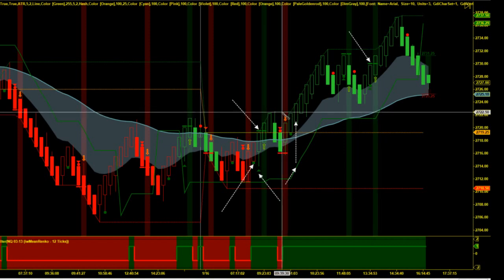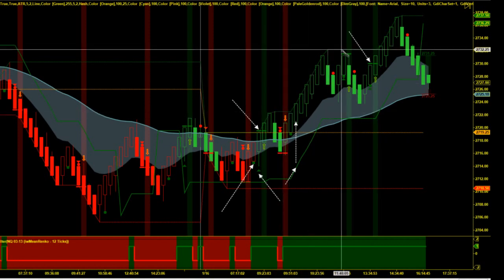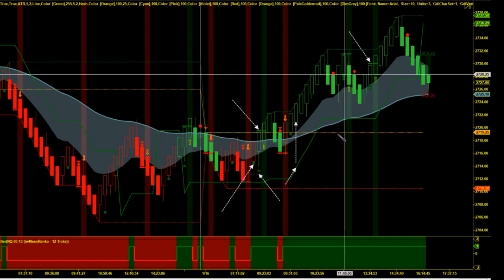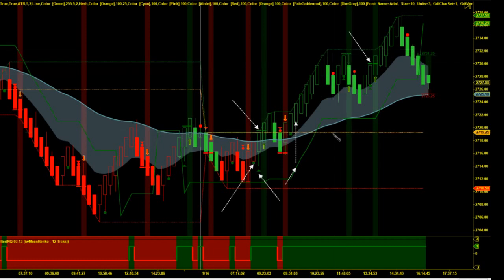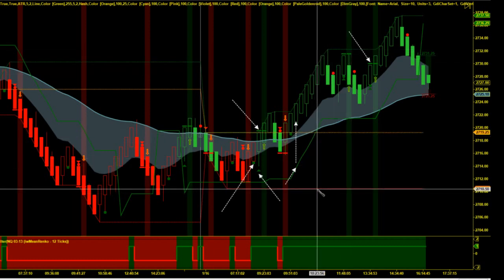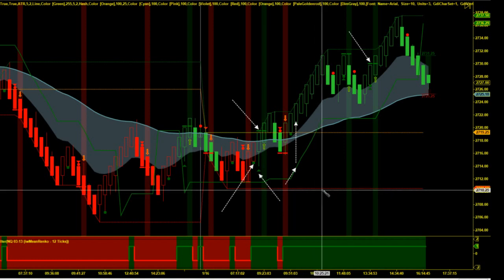The green faded dotted line is the Globex high of the day. The orange is the Globex open, and the red faded dotted line is the Globex low of the day. All of those provide pretty nice support and resistance depending on your trade entry.